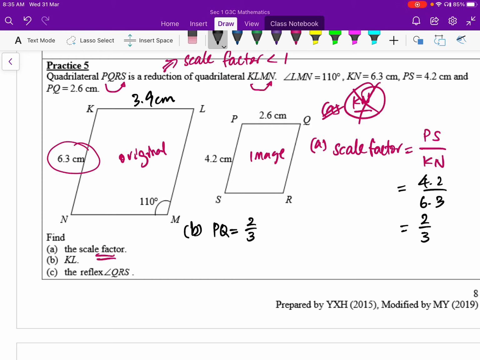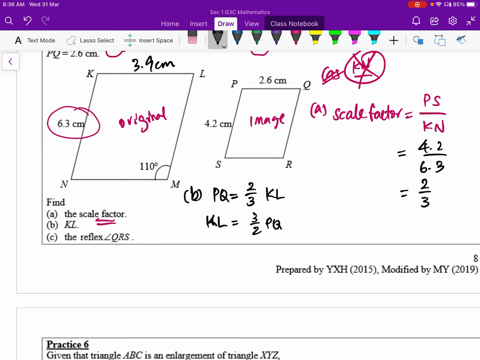So this is the smaller one. PQ is equal to 2/3 of KL. This is by using the scale factor, the other way to do it. Since we want to find KL, KL is now 3 over 2 times PQ. It's just our algebraic manipulation: you divide by 2/3 on both sides, which is equivalent to multiplying by 3/2. Then you fill in the substitution, PQ is 2.6, and you get the same answer, 1.3 times 3, 3.9 cm. Same. So two different methods, up to you which you want to use.